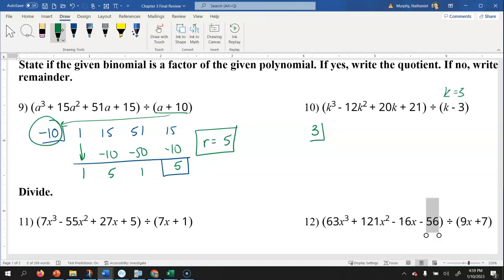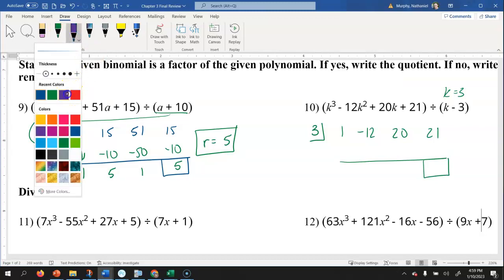So we're going to start with that. And then again, look to see, do we have every term represented? So we have 3, 2, 1, and then no k's. So we are good to go. So our coefficients are 1, negative 12, 20, and 21. Draw your line. Put your basket to catch the remainder if there is one.